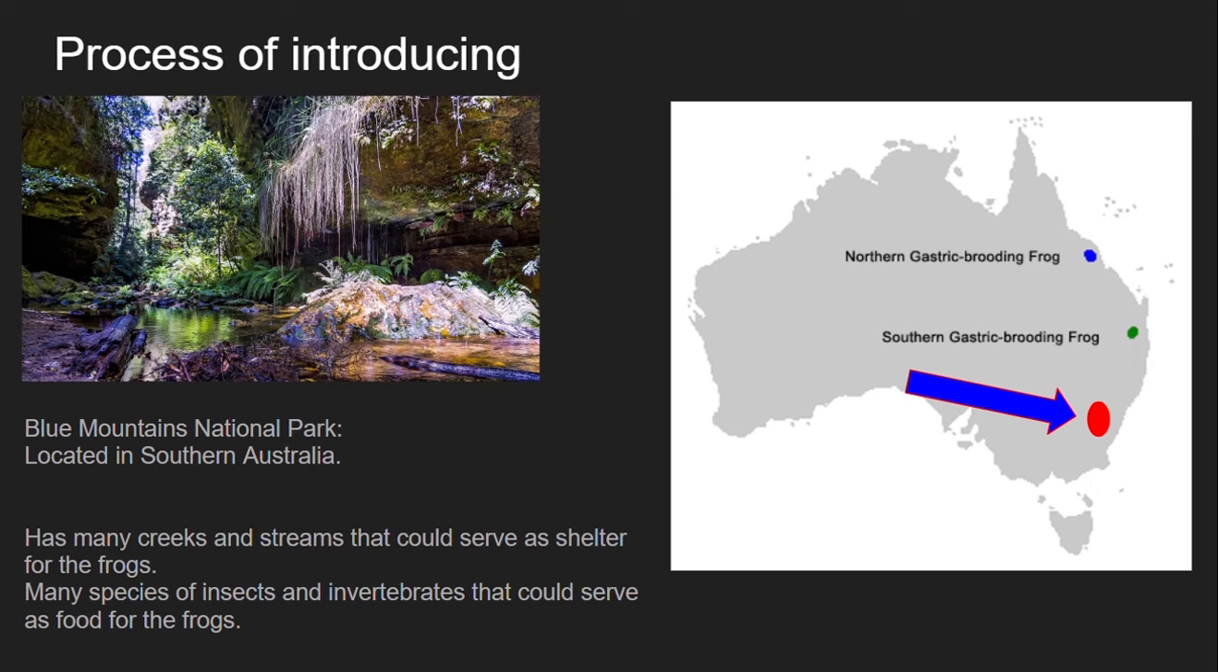Also, the food there is comprised of many insects and invertebrates that they would be able to eat. This is very similar to their diet before and would not require too many changes by the frog.